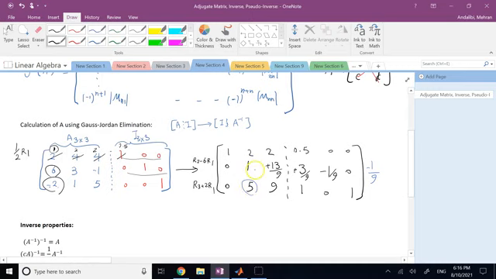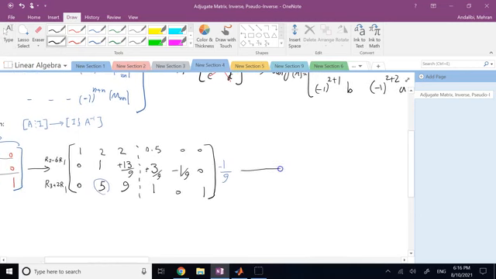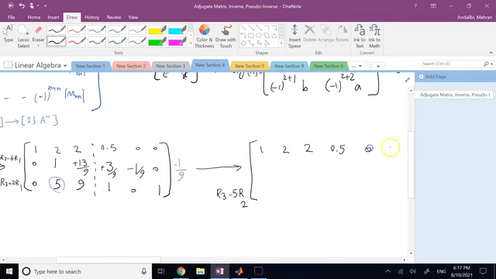So this is what I have. Now I multiply 5 times the second row and subtract it from the third row. So it is going to be row 3 minus 5 times row 2. Row 1 is not going to change. And row 2 is not going to change.